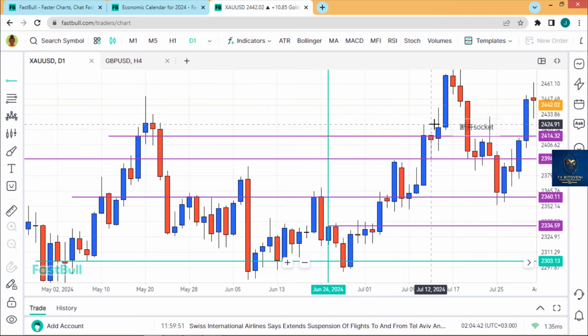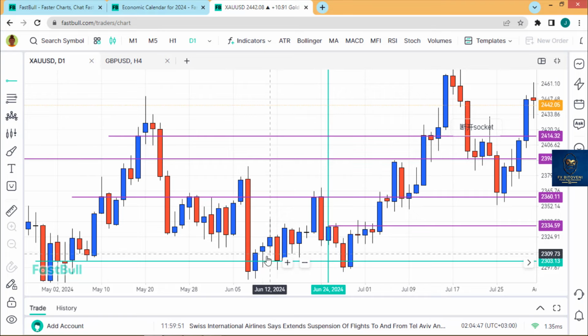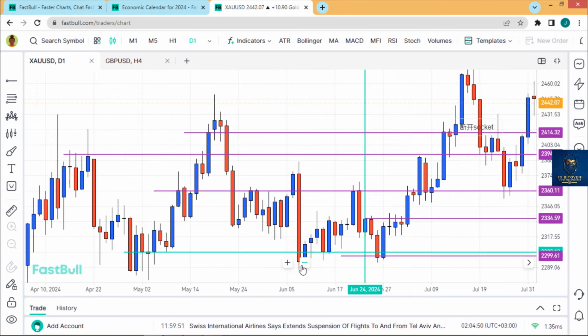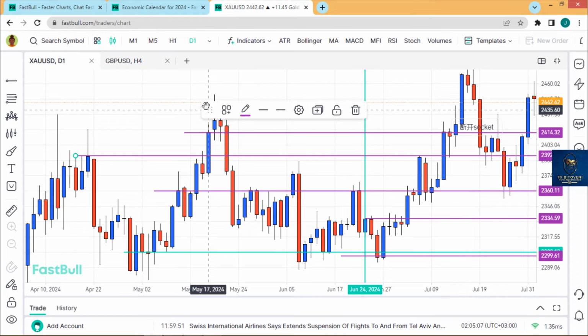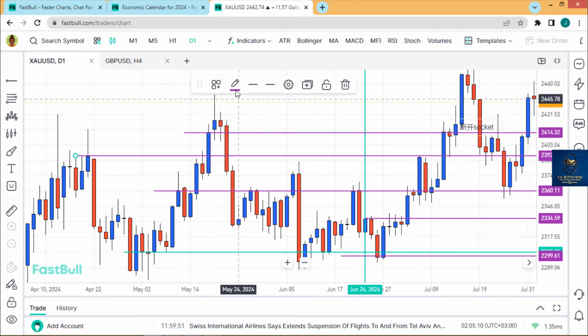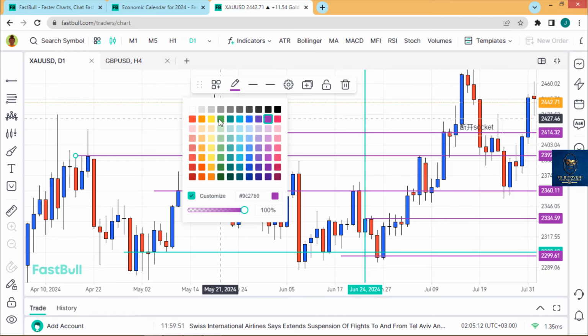It will go higher to look for another resistance on the daily here. Look at how market is creating pullbacks using the daily time frame. As you can see, daily time frame. Look at here. It comes back to daily. It goes back to daily. Let me show you. Let me use another color, maybe red color.